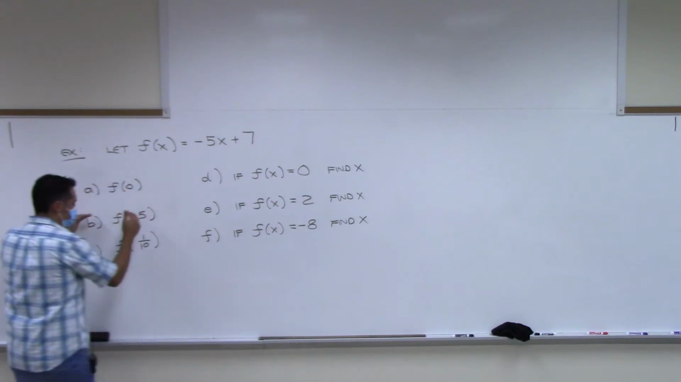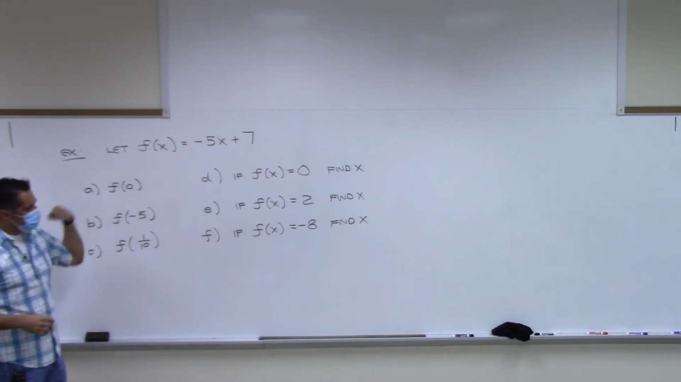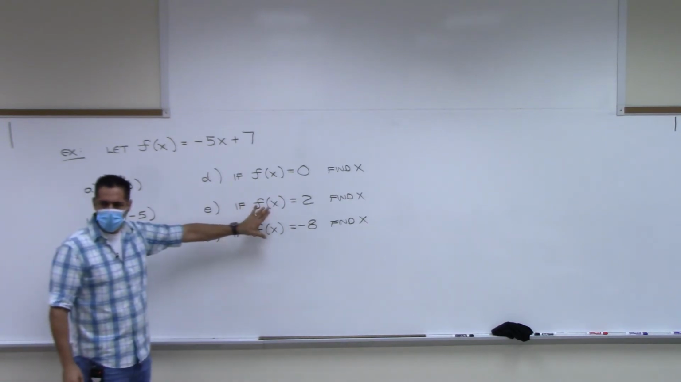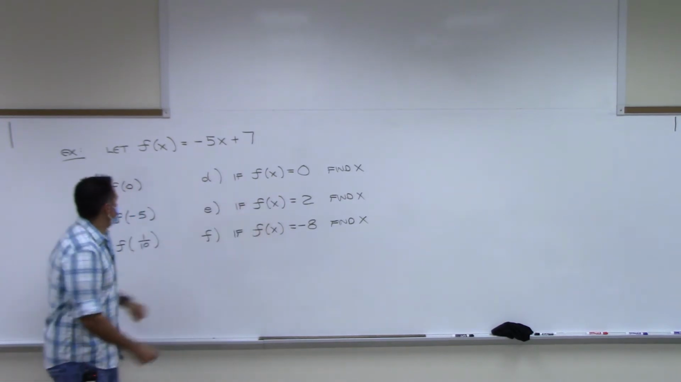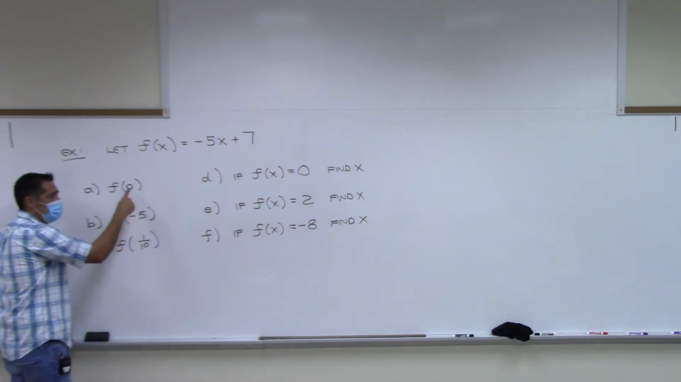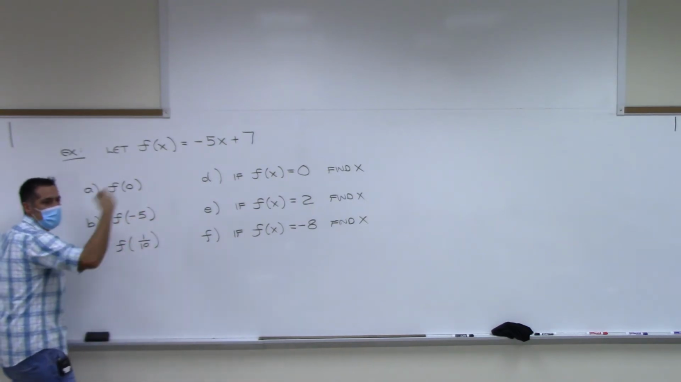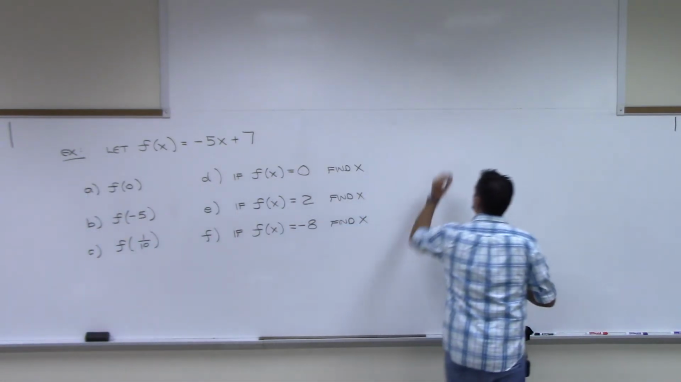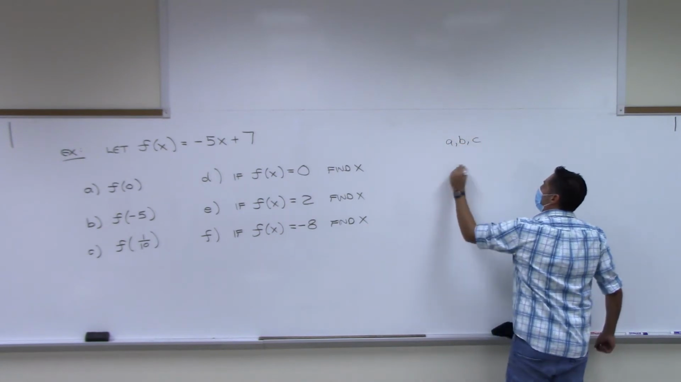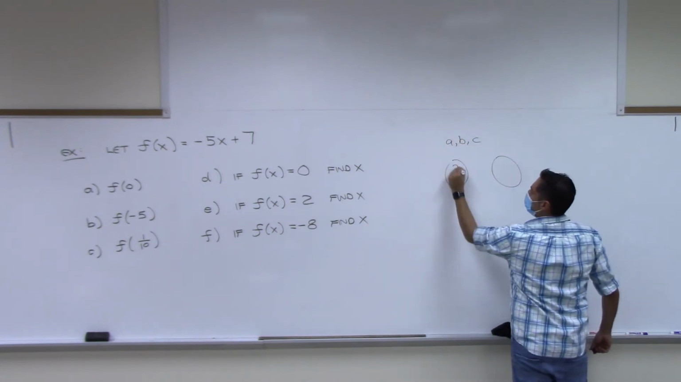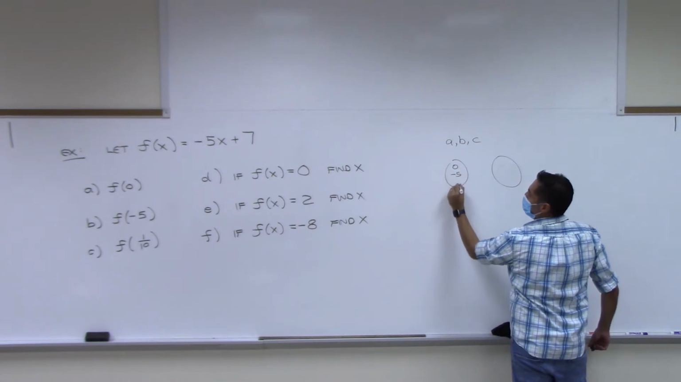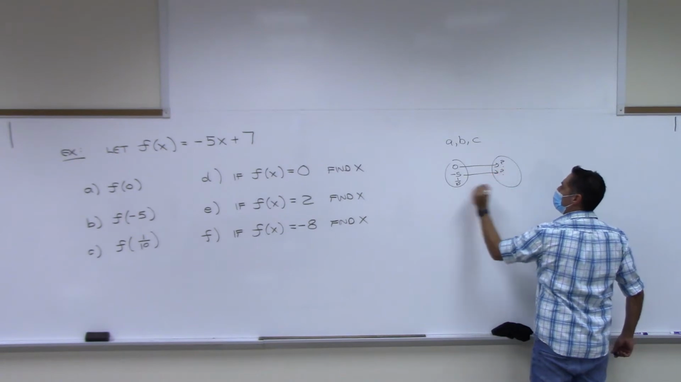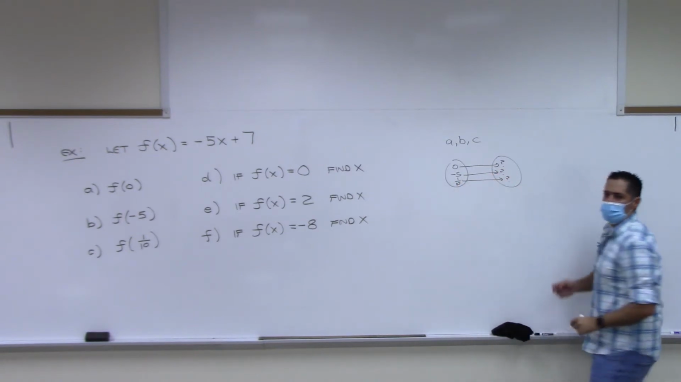These first three are very much what we did before, right? You're just taking x and replacing it with those numbers. This is different though, right? Right here, I'm giving you the x, and I'm asking you to tell me what the output is, right? These first A, B, and C. What I'm doing is I'm giving you 0, negative 5, and 1/10, and I'm asking you where they go, right? That's what I'm doing for A, B, and C.